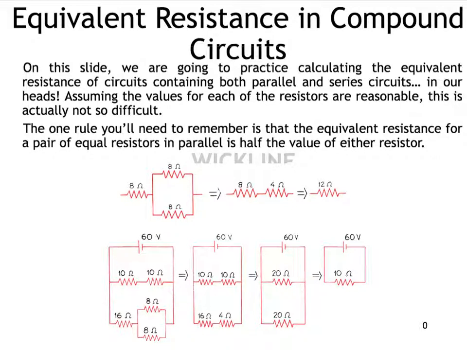For this one, I would point out that these two can be combined into a 4 ohm, so that's what you see here. And then the 16 and the 4 can be combined into a 20. The 10 and the 10 can be combined into a 20. So now we have two 20s in parallel, and because they're representing two pathways, they can be combined into one 10 ohm resistor.